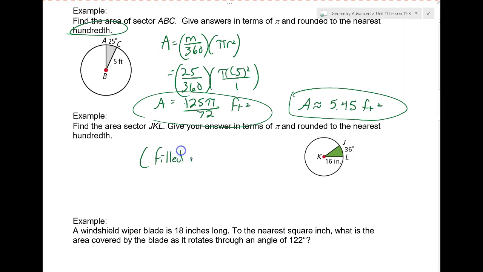It's your filled in notes online. All right, I'm going to give you the answer for those of you who started this without permission. The answer on this would be 128 pi over 5 square inches, and approximately it'd be about 80.42 square inches. But work is in the notes online.